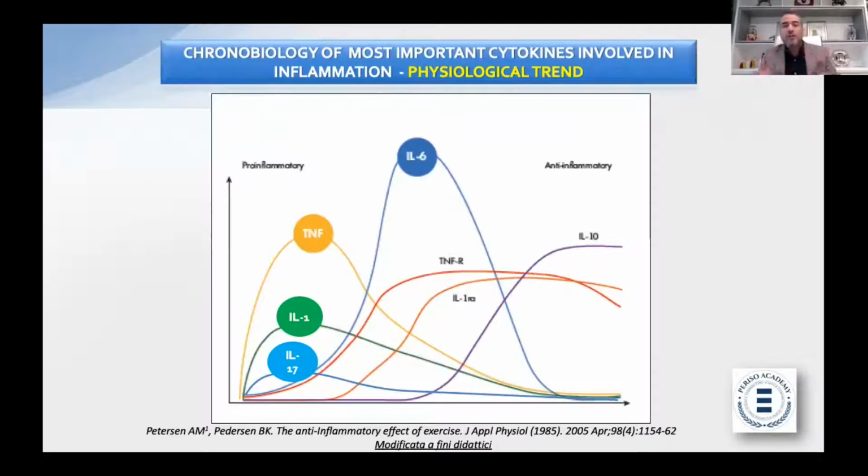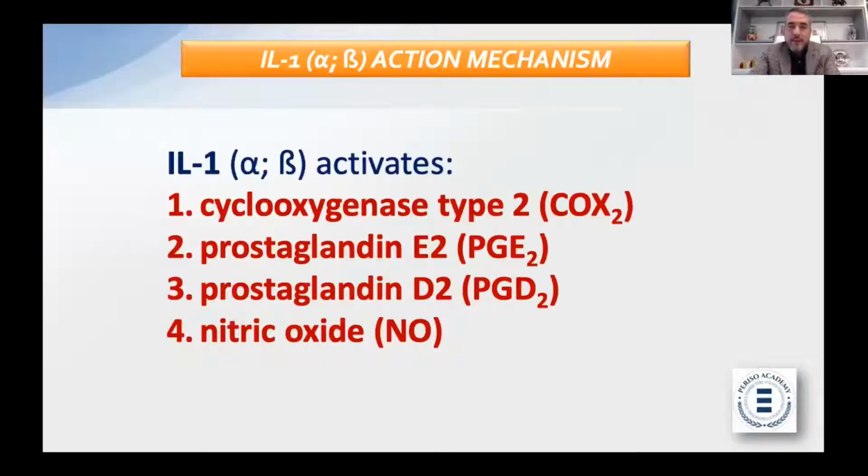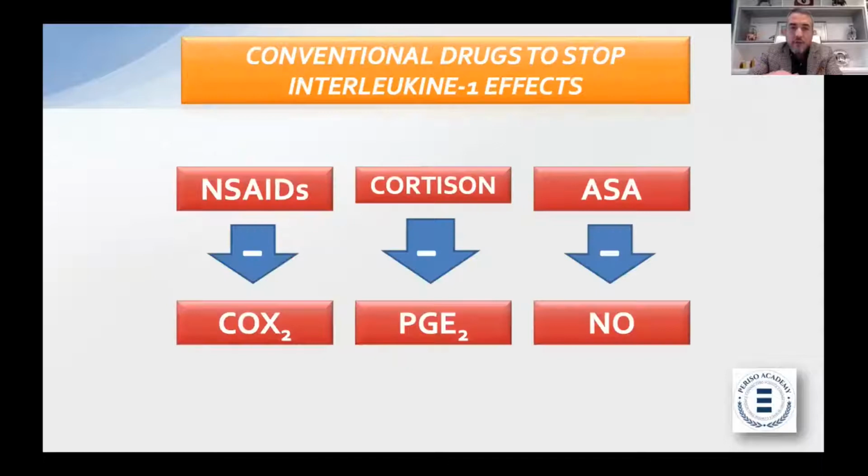This is the normal, physiological inflammation: interleukin 6 increments, and at that moment interleukin 10 starts to increment and down regulates interleukin 6, for normal regulation and homeostasis of Th1 interleukins. Normally interleukin 1 is secreted by macrophages, monocytes, dendritic cells, fibroblasts and endothelial cells. It supports the inflammatory process. Normally it activates cyclooxygenase type 2, or COX-2, prostaglandin A2, prostaglandin D2, and nitric oxide. These are all mechanisms of inflammation, no? Normally, the control is NSAIDs for COX-2, cortisones for PGA2, and salicylates for nitric oxide, which is the normal traditional block.